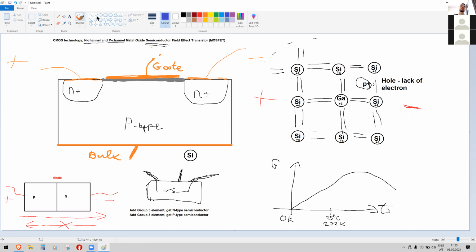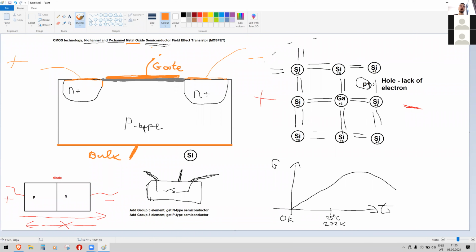So, and if we go back to the name of this thing, it is N channel or P channel. So if we swap material type to N and pockets to P and gate voltage to negative and bulk voltage to positive, we can also build the opposite transistor, a P channel transistor.